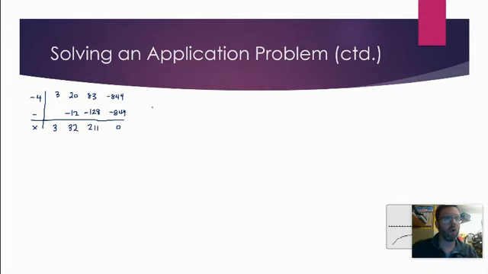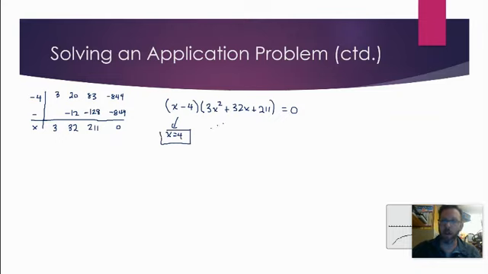Okay, so where we're at now is we've taken our first equation, and now we know that x minus 4 is a factor, and what's left over is this quadratic, 3x squared plus 32x plus 211 equals 0. Now the question is, obviously x equals 4 makes that factor equal to 0, but what makes this factor equal to 0? Are there any such values? So let's do a little analysis using the discriminant.